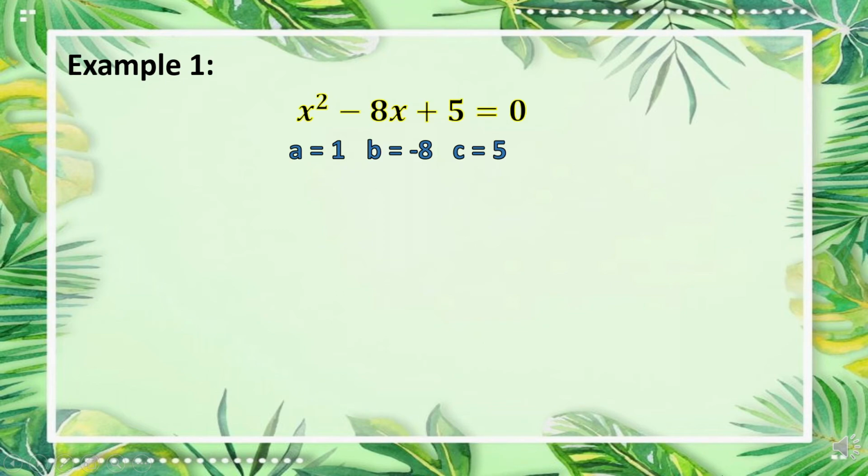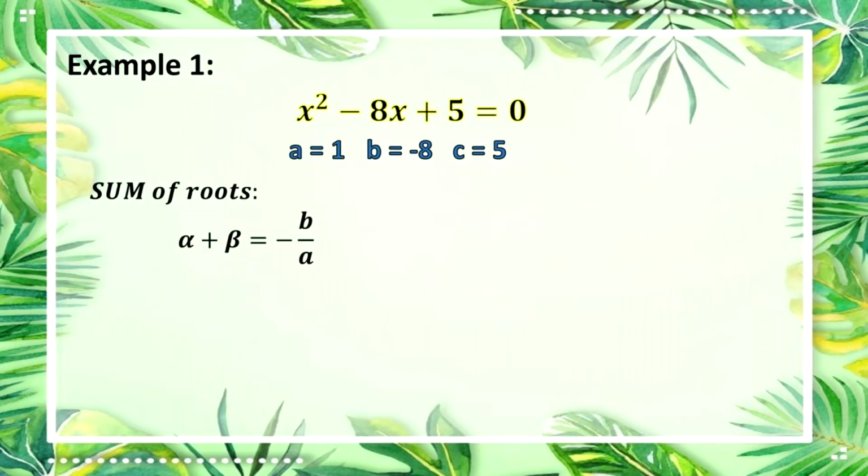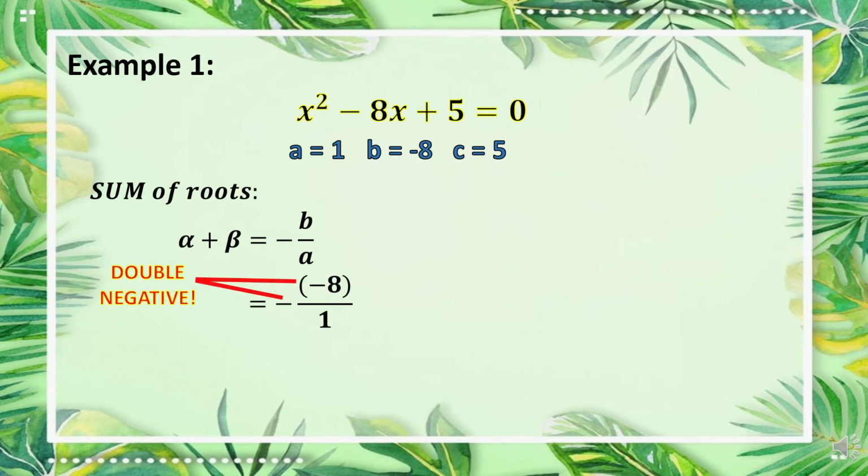The sum of roots alpha plus beta is equal to negative b over a. Now substitute the values of b and a. And that is negative 8 over 1. And of course, don't forget that we got a double negative. So negative times negative is equals to positive. So the sum of roots is equal to 8.